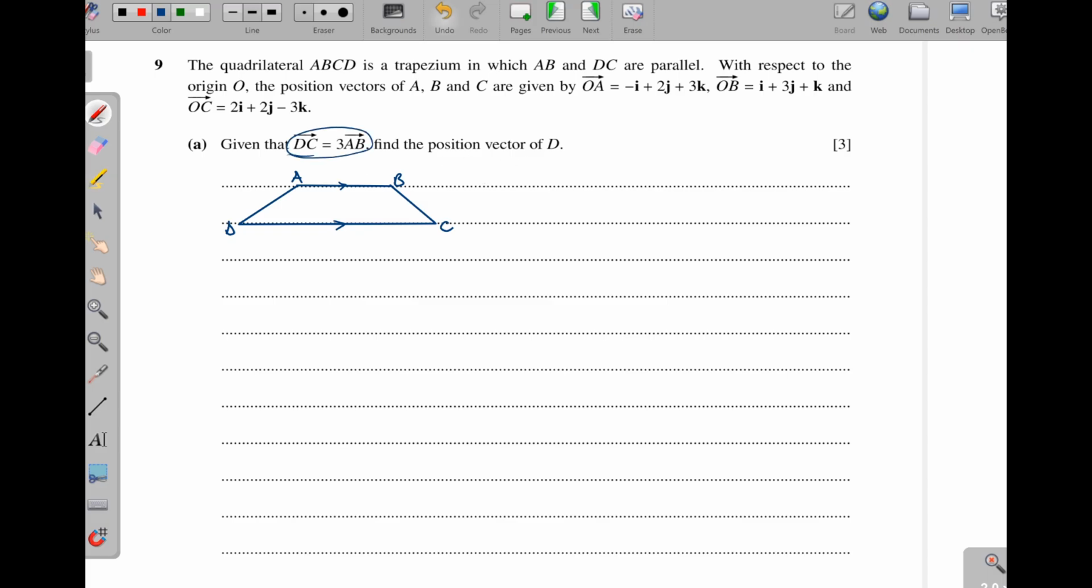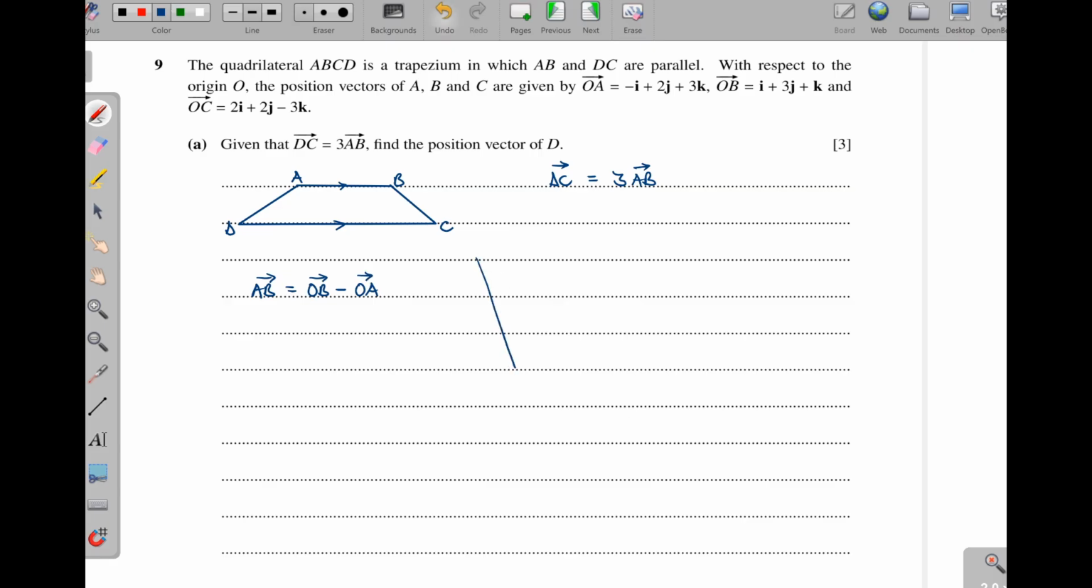Right from here, we can have this. So we need to find AB and then DC. So if DC is 3 times AB, how do we get AB? You don't waste time. Get the last minus the first. I've already said this in vectors.